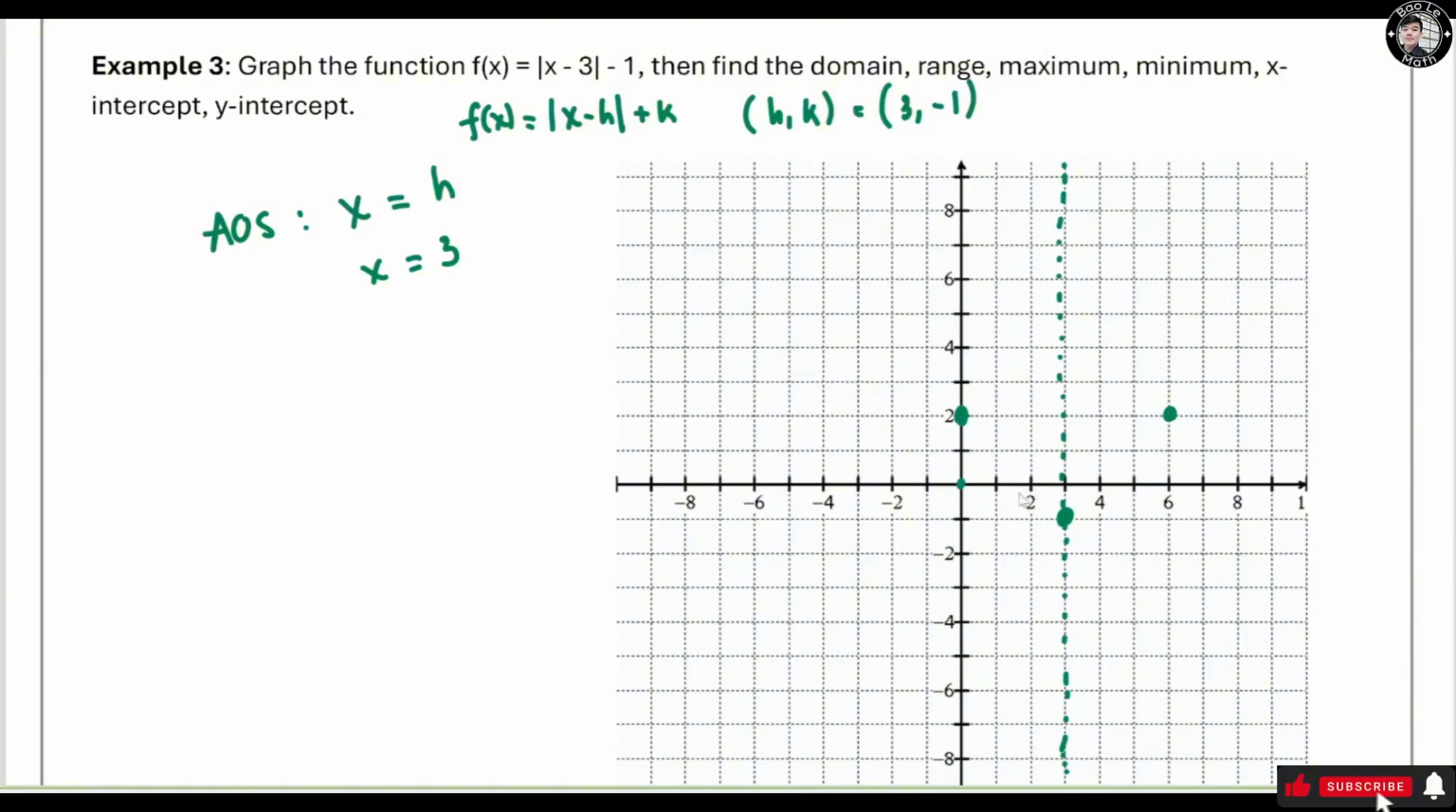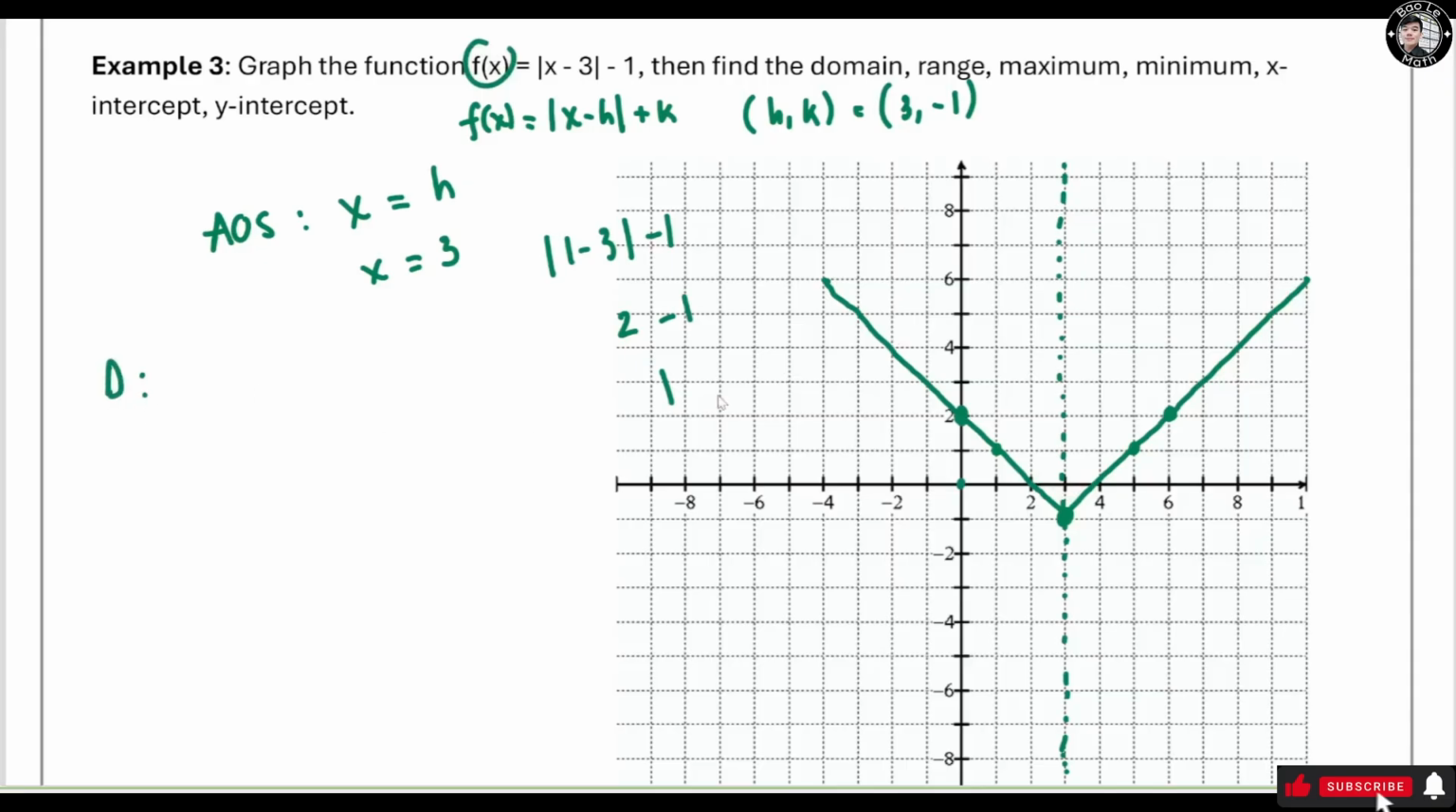Now I'm going to take x equals 1 to see what happens. Substitute over here, I have absolute value of 1 minus 3 minus 1. It's going to be 2 minus 1. It could be 1. So x equals 1, y equals 1. It could be right here. So by symmetry, it should be right here, right? So I'm going to connect these points. Alright, so here's the graph of the function f of x.